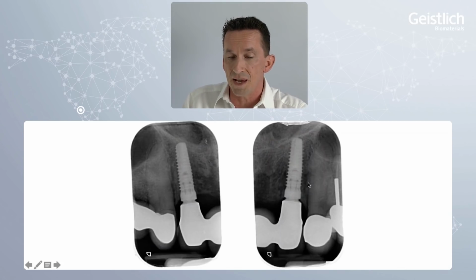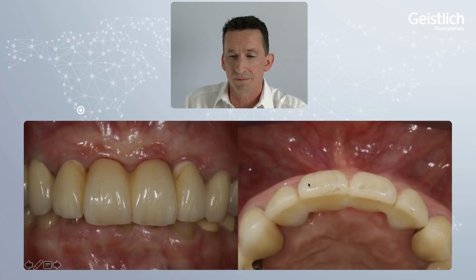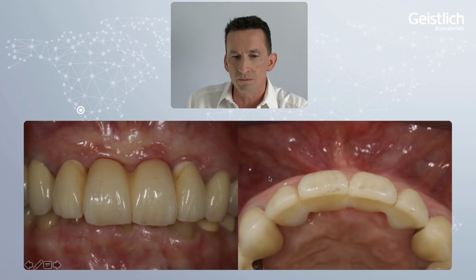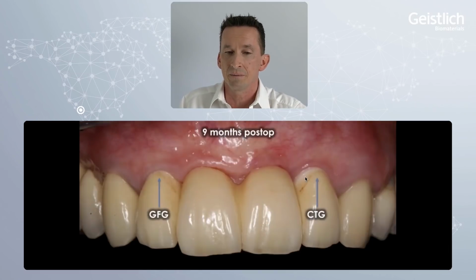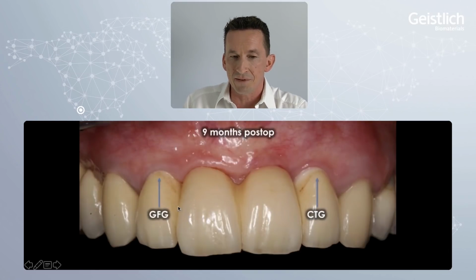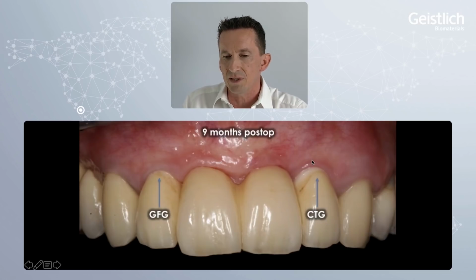Although we have the same bony support. That's the control, and still you see the site with the Fibro guide has the same volume as 6 months before. The 9-month control shows you that the connective tissue graft had slightly more recession defect than the Geistlich Fibro guide.